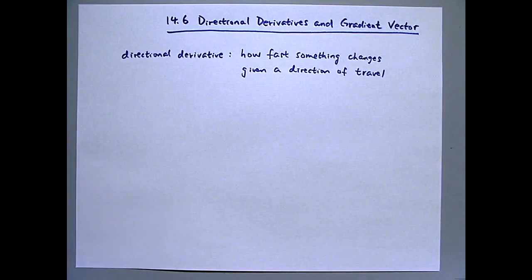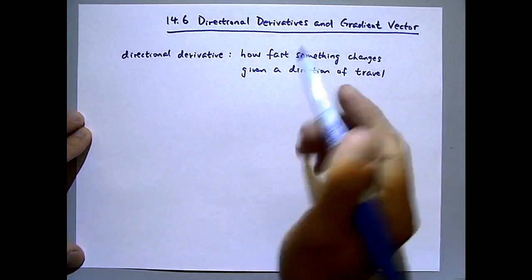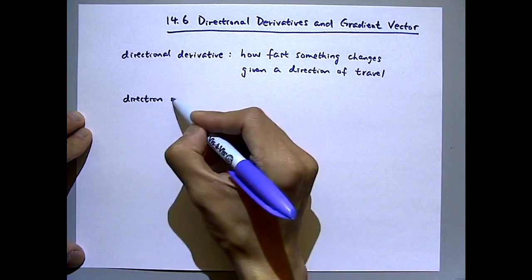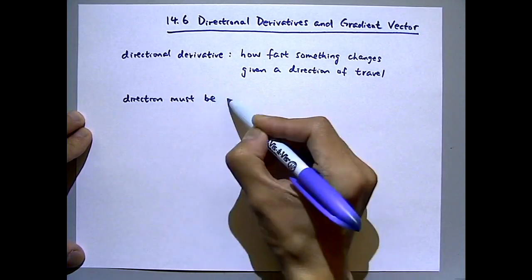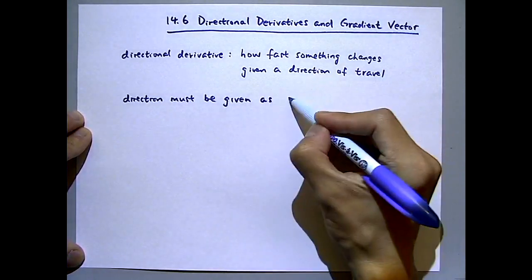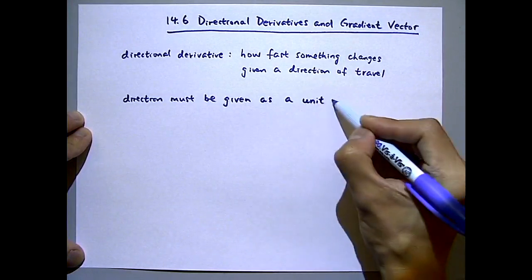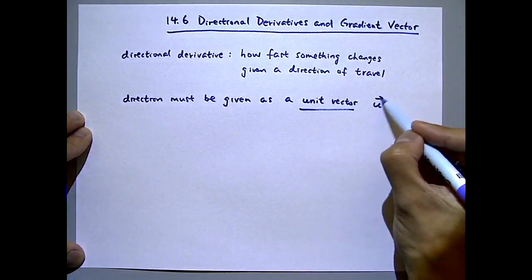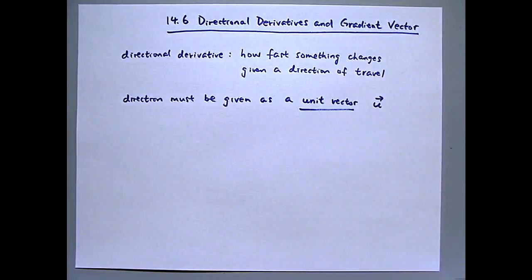All right? Let's first look at the mathematical definition of that. The directional derivative is written this way. First of all, the direction you're going must be given as a unit vector. I will call that u here just to remind us it's a unit vector. And that's a very, very important thing to keep in mind.